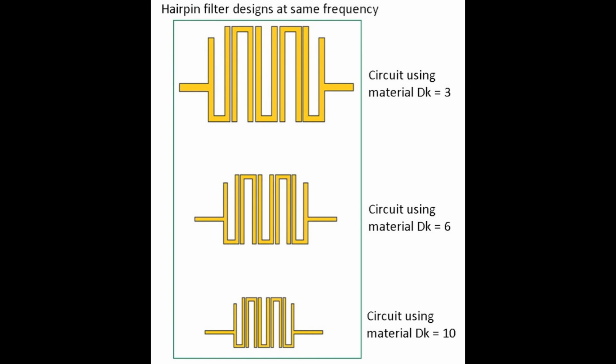To the left is a picture of hairpin filter designs. The hairpin filter design is really related to the shape of the resonator, which is a hairpin or a U-shape, and they have multiple resonators put together to get the filter to function the way that it's desired. Now, what's interesting here is the same design is used on three different materials, as I've shown, and you get the same electrical response out of the same design, except you get a much smaller filter. So the filter on the top using the 3 dielectric constant is obviously larger than the filter using the 6 dielectric constant material, and the smallest is using the 10 dielectric constant material. And even though these are physically different in size, you actually get the same response electrically from the circuit. So the higher dielectric constant material enables you to miniaturize or shrink down the circuit size.